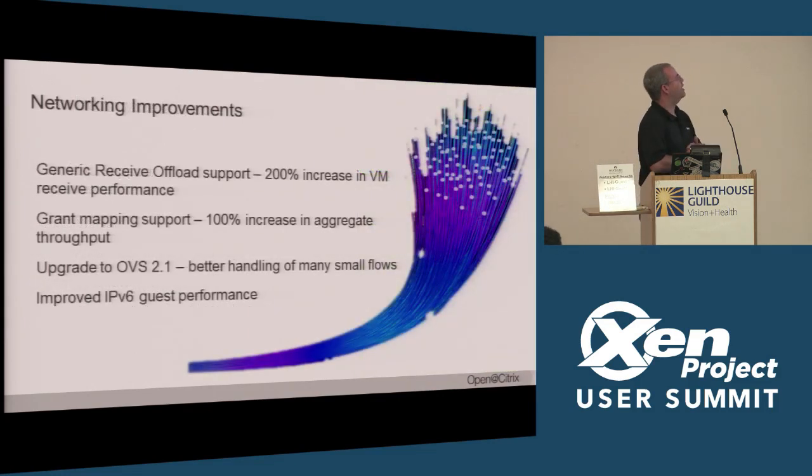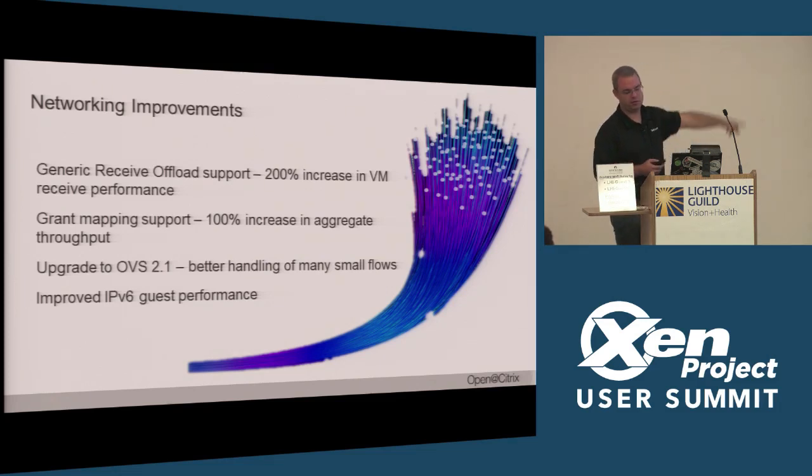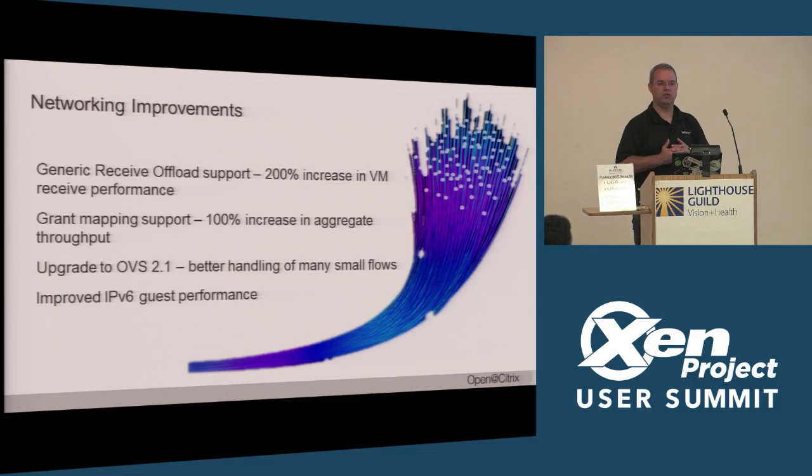To give you an idea around the networking improvements, yes, 200%, legit number. Grant mapping, yes, 100%, but those are small numbers. I've seen some actions that are upwards of 1,600% faster. We upgraded our virtual switch from 1.4 to 2.1.2. In fact, we might sneak in 2.1.3. It looks like that one might be making it into the next beta.